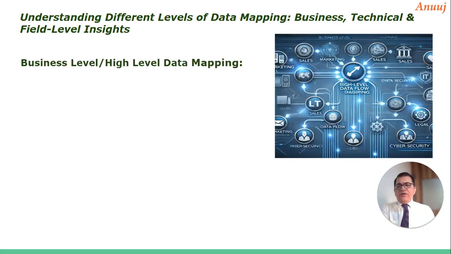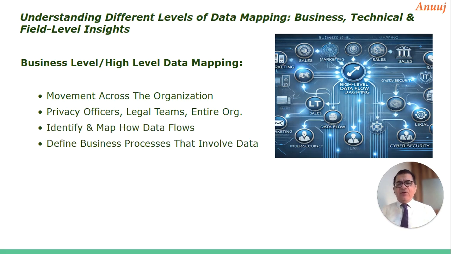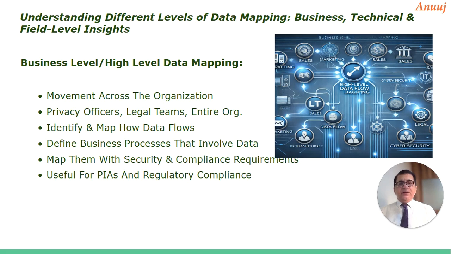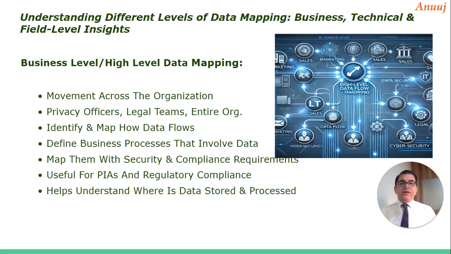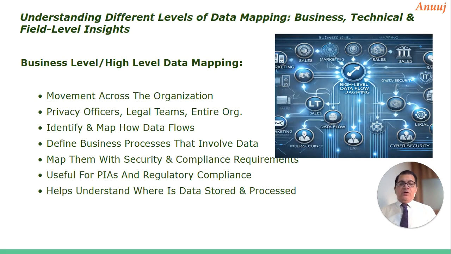Let's get into a bit more detail of each of them. When we say business level, it's a high level mapping where overall, as an organization, you know what kind of data is being collected, where it is being stored. So you identify the collection points, map them along, define a business process that involves the data, map them with security requirements, and use them in future also while conducting assessments and regulatory compliances in your system. That also helps you understand where the data is stored and how it is being processed from an overall overview for the entire organization.